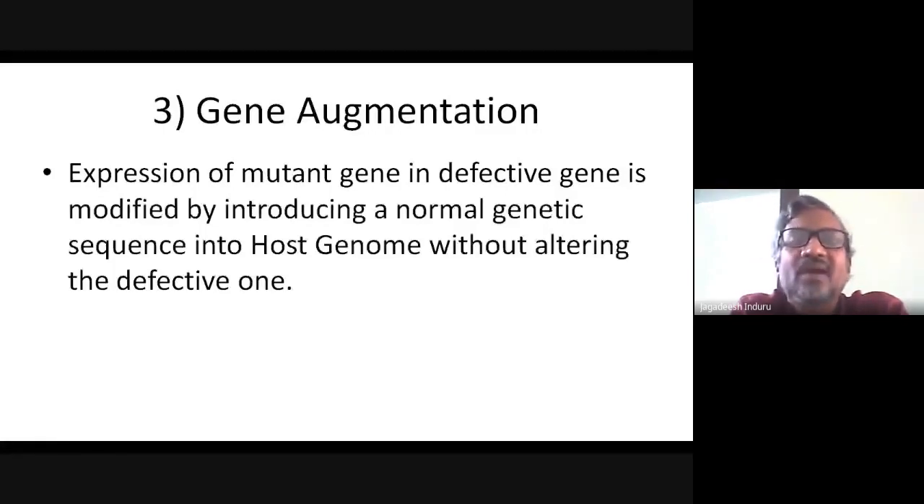So in augmentation, what will happen? The gene is present, meaning the genetic material is present, but it has shut down. There is a mutation that causes the shutdown of that particular gene. So we need to switch it on again so that gene expression is revived. Sometimes overexpression occurs, which means the mutant gene is producing more than what we require.